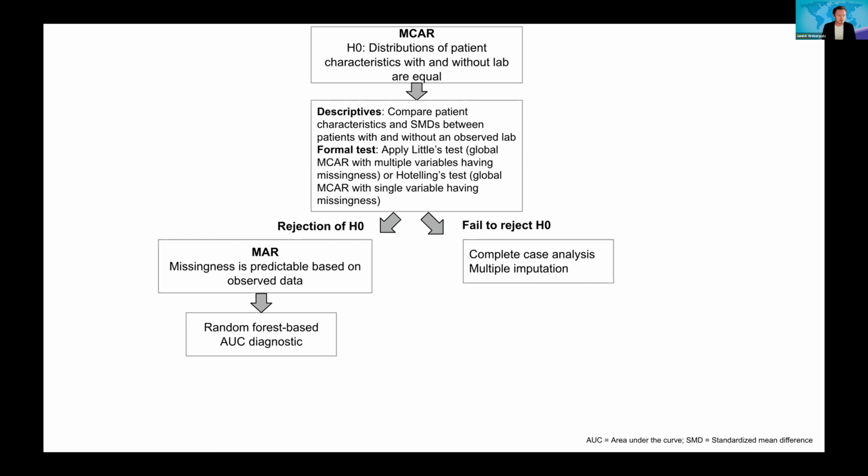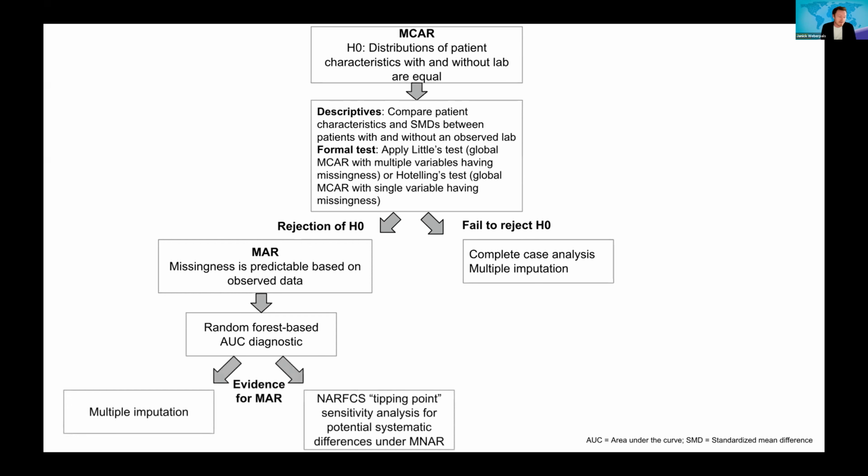And this we can exploit by, for example, fitting a random forest based classifier model, which would return us an AUC diagnostic. And based on the AUC diagnostic, we would get an idea how predictable the missingness is, and hence how the missingness at random could be the potential underlying missingness mechanism. And then the recommended approach for MAR is multiple imputation.